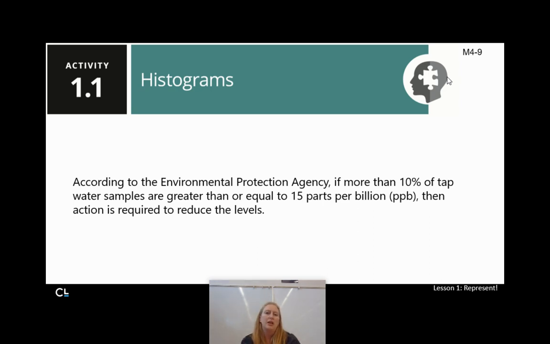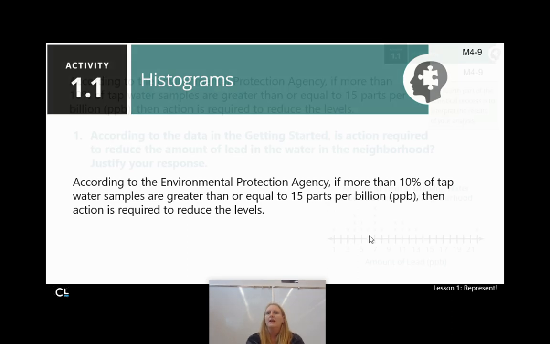Because again, if we go over that 15 ppb, which starts to be very unhealthy. And so if more than 10% of your water samples have that, it's required by law to do something about it, which is fair. Apparently lead poisoning people is bad. So we don't want to do that.